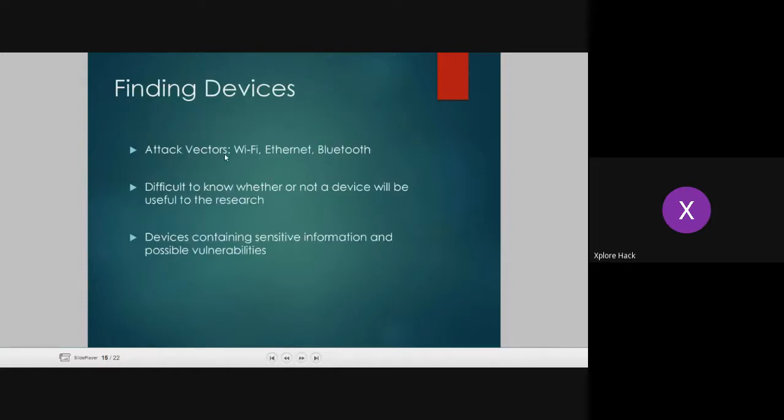And then finding devices, attack vectors: Wi-Fi, Ethernet, Bluetooth, through which you can identify the IoT device information. Or you can use footprinting methods or footprinting tools to identify the IoT devices information. It is difficult to know whether a device will be useful to the research. It is not the actual device which we need to research, but we are already facing more issues. But we need to set rules, and we need to define the security measures to protect all these IoT devices.